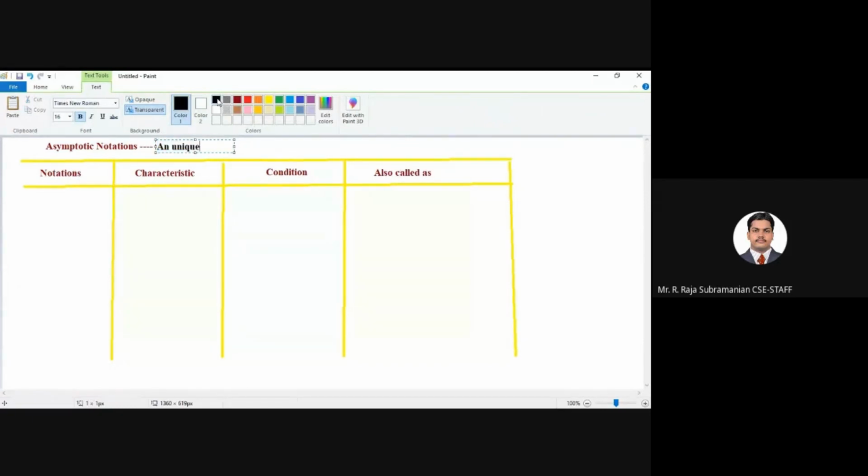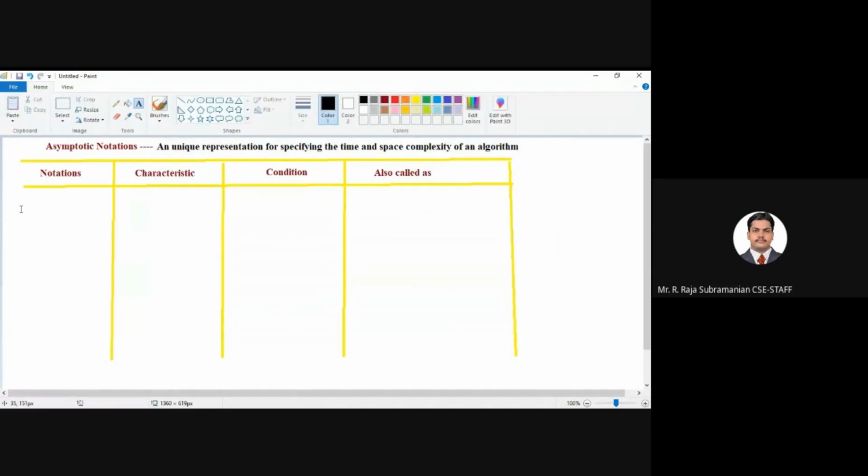A unique representation for specifying the time and space complexity of an algorithm. This is asymptotic notation, a representation, right?